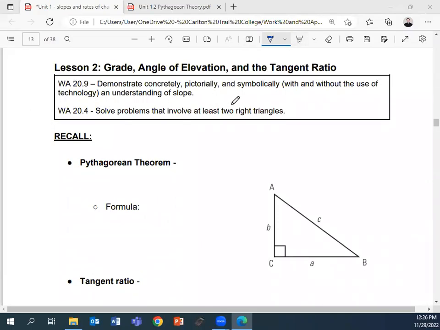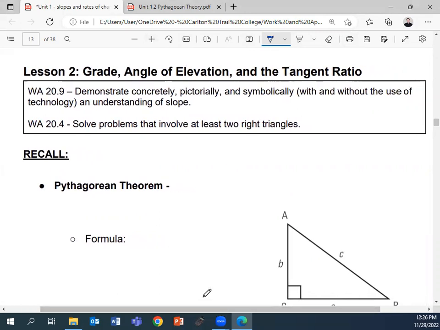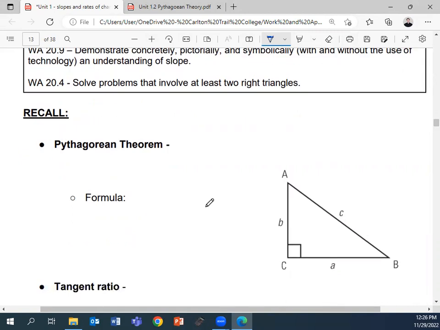So there's a whole bunch of different things here that we'll look into, but we're starting with lesson 2 here. That's grade, angle of elevation, and tangent ratio, but there's a lot more to this as well. I want to first start off with the Pythagorean theorem. We've talked about this a couple times before. Now we're actually going to be learning it. You might know this already, so it might be a refresher for you, or it might be new to you. We are going to have to accelerate through it, so just bear with me as best you can.